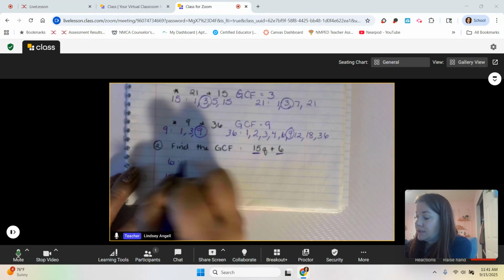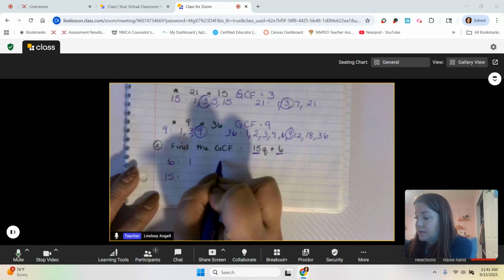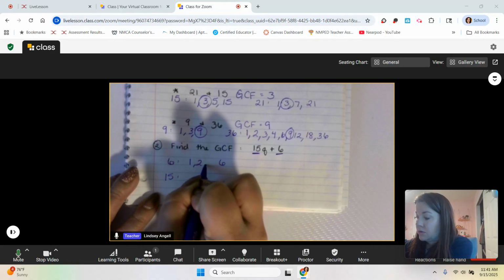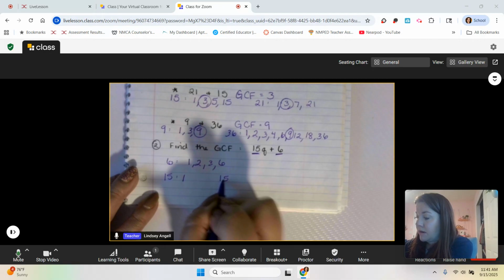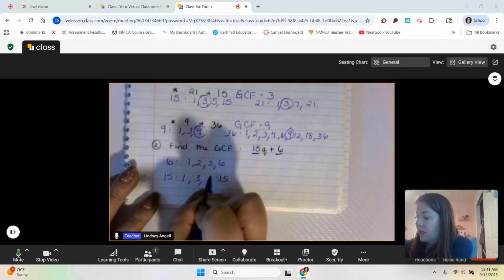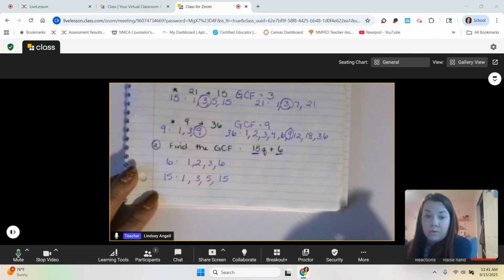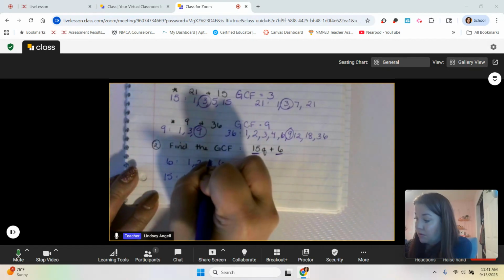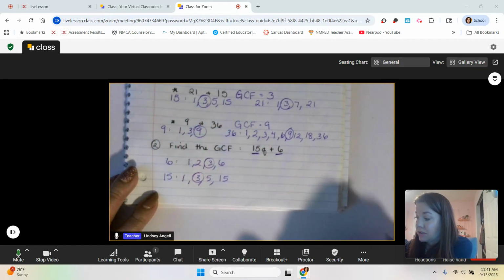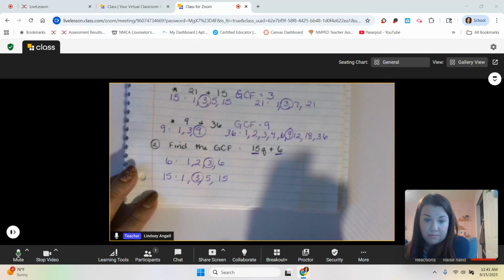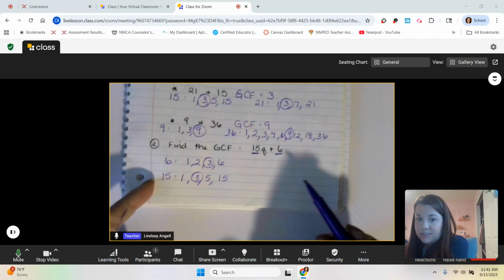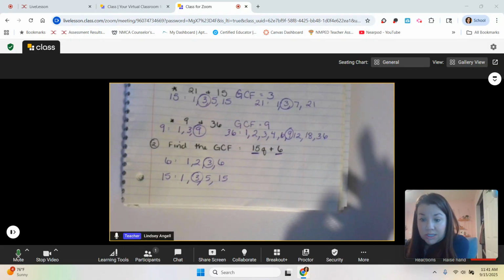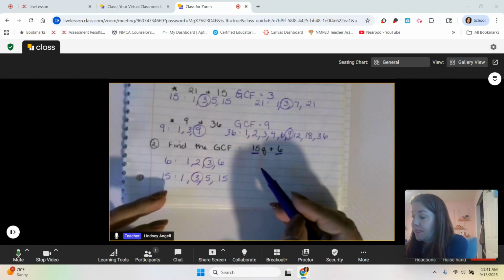Well, 6, let's see, 1 goes in, 6 goes in, 2, and 3. For 15, I've got 1 and 15, 3, and 5. What's the largest number between them, or what could we factor out? That would be the number 3. Okay? So there's going to be several questions just like this, where it just says, find the GCF. Okay? And this is one of those.